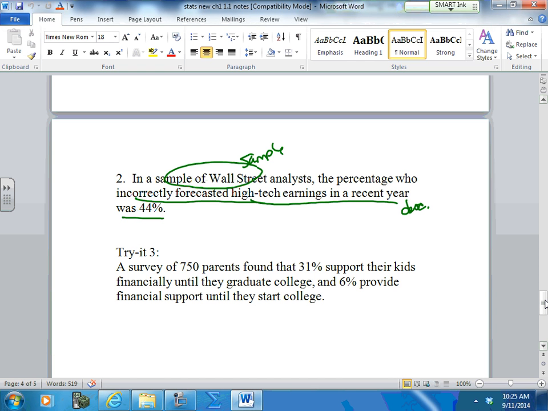And an inference might be that's pretty high for incorrectly forecasting their earnings. Maybe their earnings are hard to find. Maybe they work more on commission and it's not reported. Maybe there are hidden things out there. We can't find them that easily. So those are things we look at.